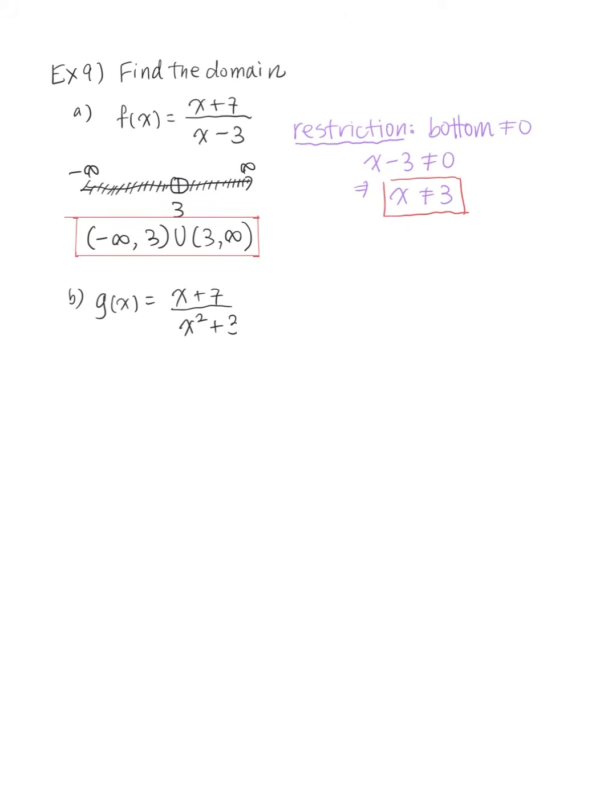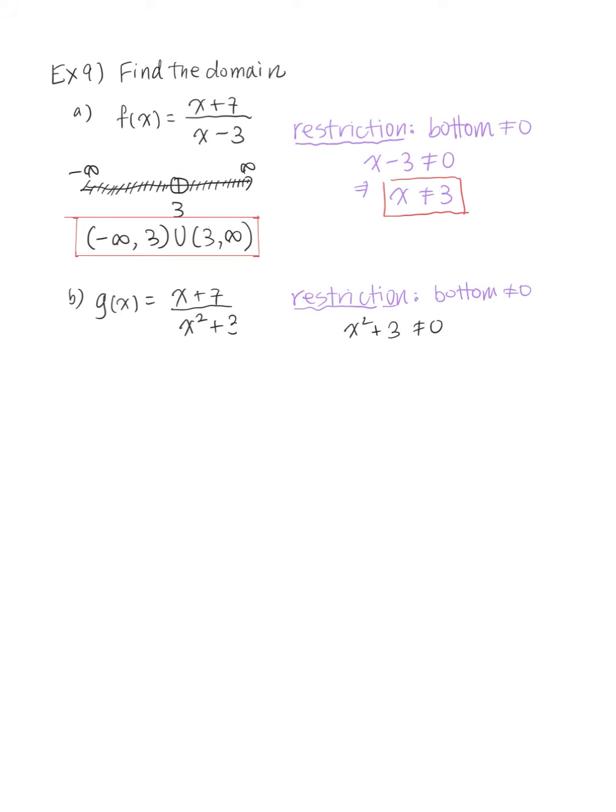Let's look at the next one. We're given g of x equals x plus 7 over, now the denominator is x squared plus 3. So again, we have to look for the restriction. So the restriction on the fraction is the bottom cannot be 0, right? Which means that x squared plus 3 cannot be 0.